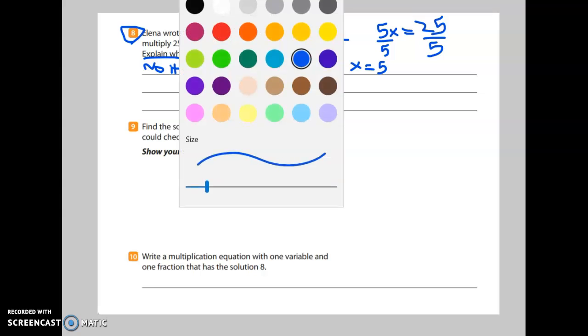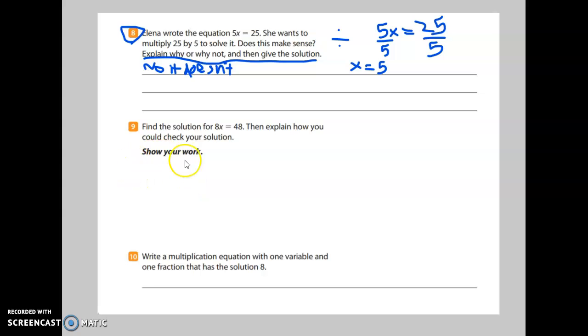Alright, let's look at number 9. I used some brown for this one. Make it interesting. I don't really like using brown, but whatever. Kind of running out of colors here. There's not very many colors.